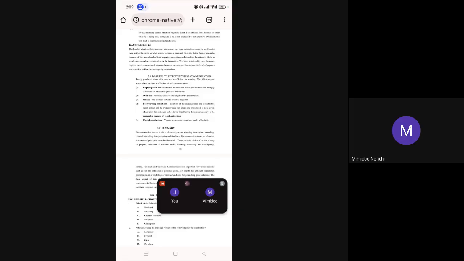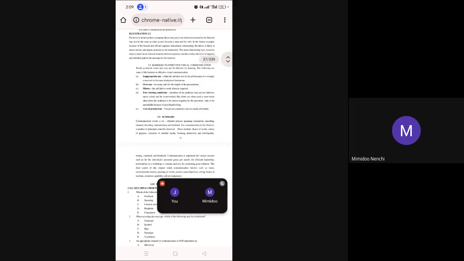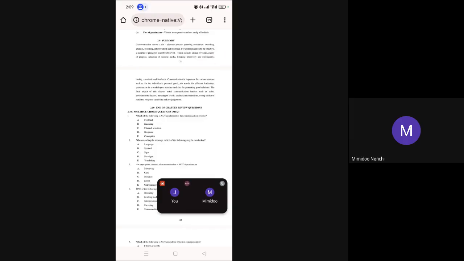So any question? So let's quickly look at the multiple choice questions. Which of the following is not an element of communication? One, feedback. Two, encoding. Three, channel selection. Four, recipient. Five, conception. So which one is not?